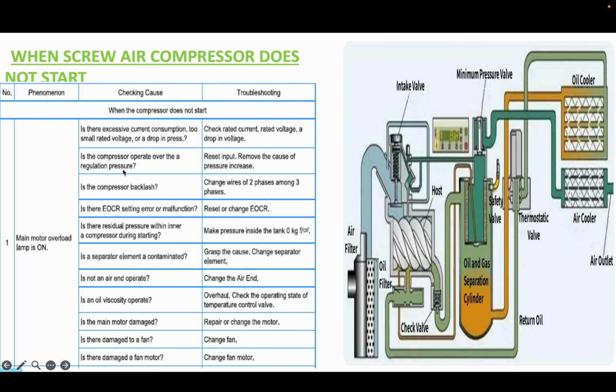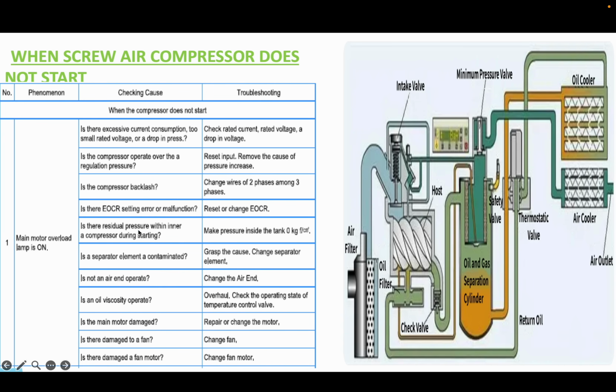Check that. Is the compressor operating over the regulated pressure? Check that. Is the compressor having backlash? Change the wiring from 2 phase to 3 phase. Is the overcurrent relay setting wrongly set? Reset it to the proper setting.